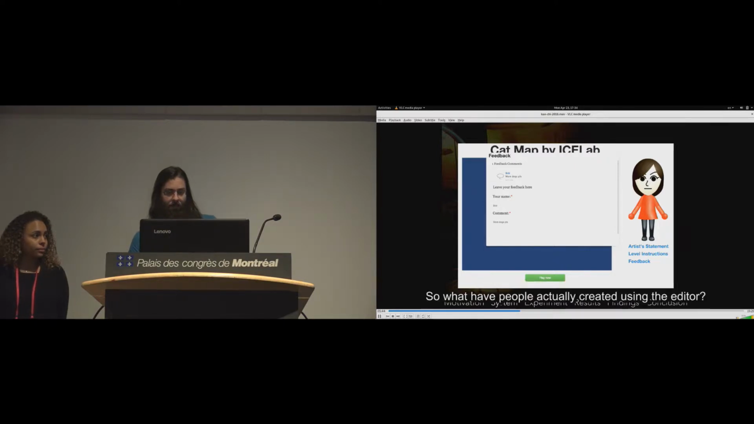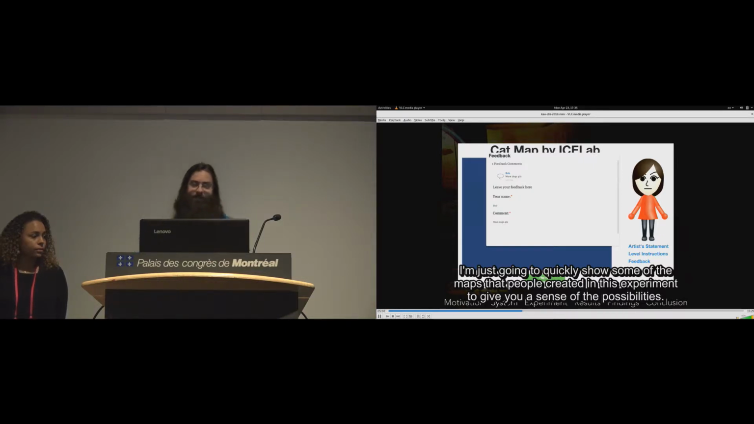So what have people actually created using the editor? I'm just going to quickly show some of the maps that people create in this experiment to give you a sense of the possibilities.